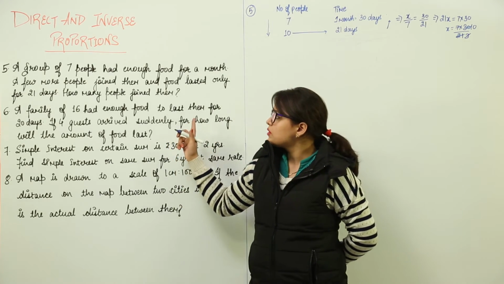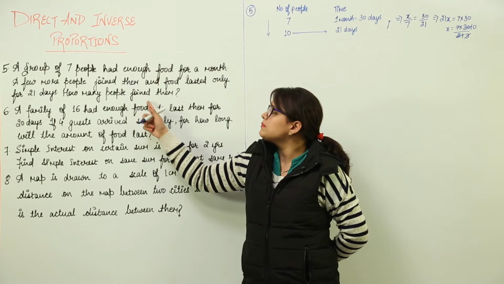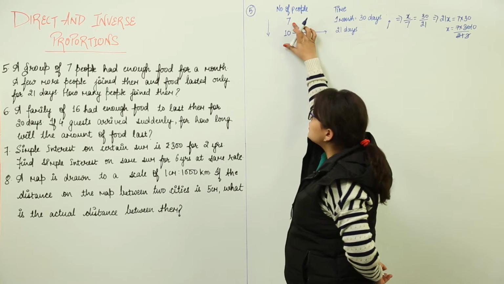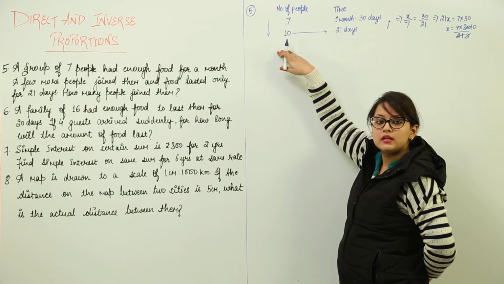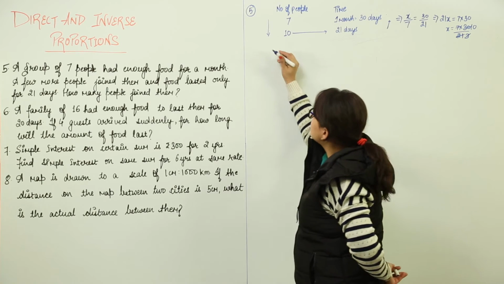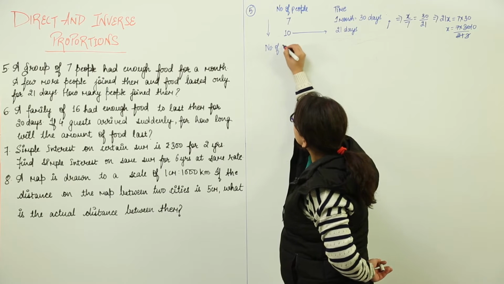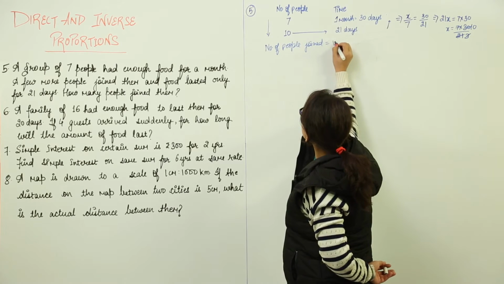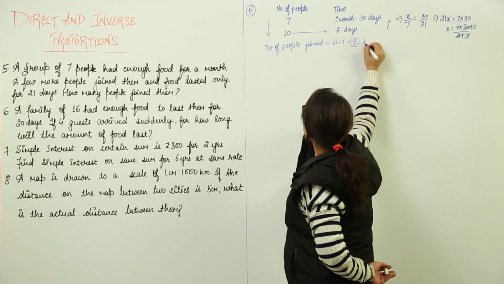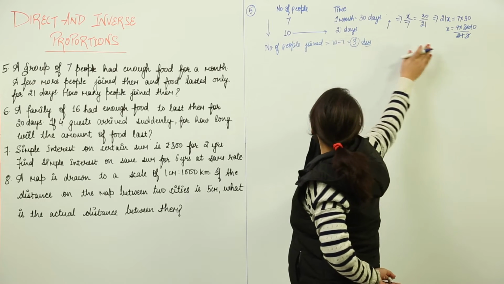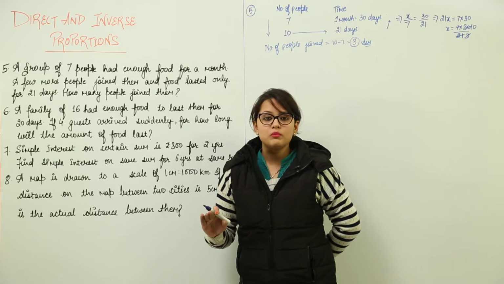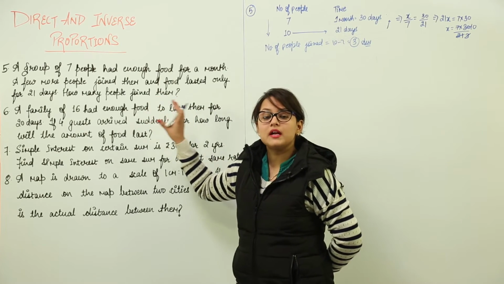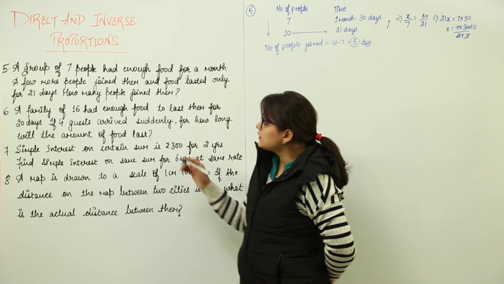But read the question properly. They have asked how many people have actually joined them. So here we can see that earlier there were 7 people and now there are 10. That means how many people have joined them? You will write number of people joined. Number of people joined would be 10 minus 7, that is 3. This is the answer. Do not leave your answer at 10 only. You will not get your full marks, right? So read such questions properly. You have to answer the part that is asked. Okay? Let us continue with the next question.